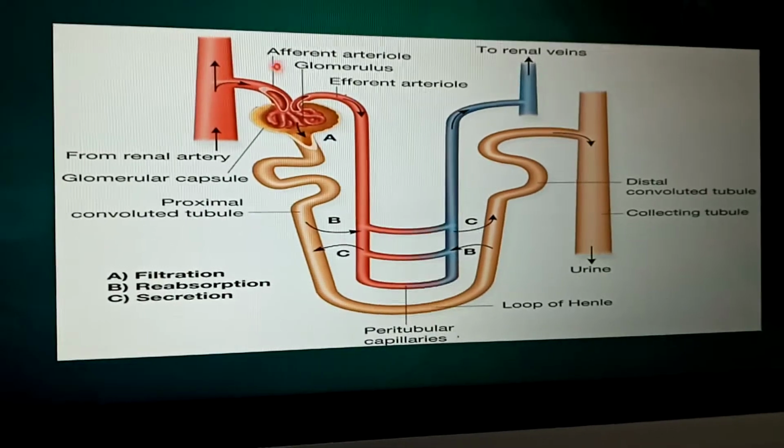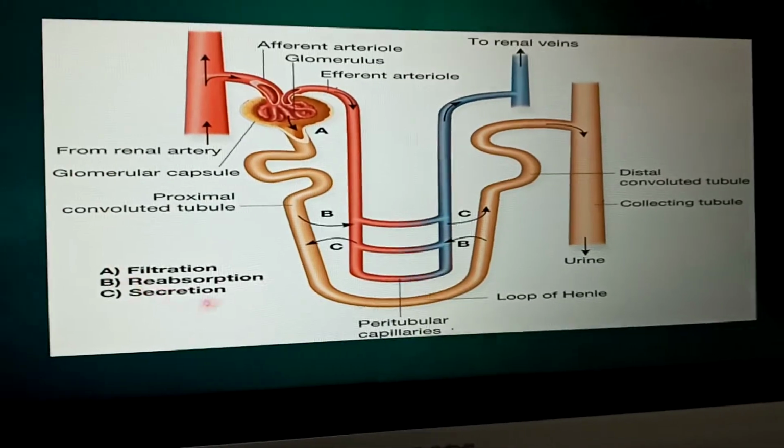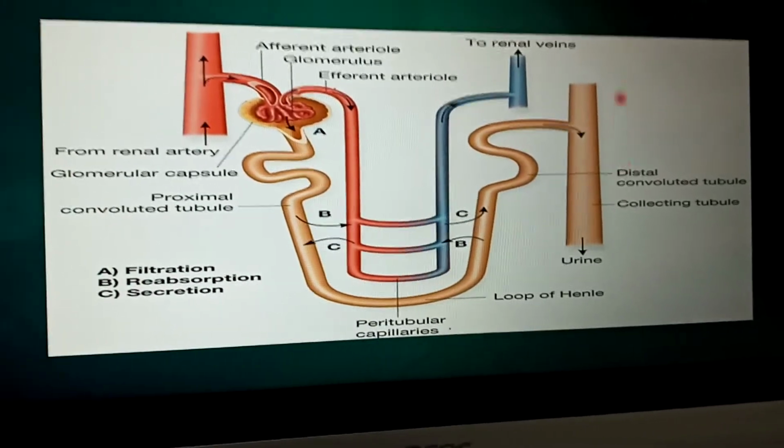Bismillahirrahmanirrahim. First, we will understand the anatomical structure of the nephron.